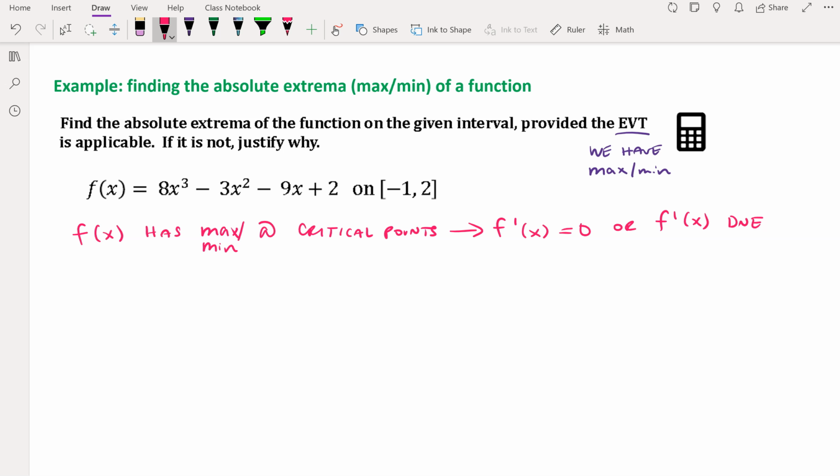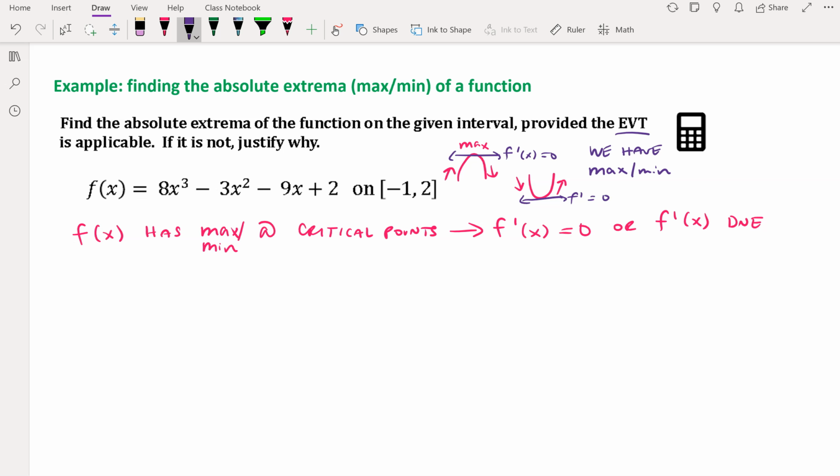If f of x looks like this, there is a max. The derivative at that max equals 0. The slope, f prime of x, equals 0. And f of x goes from increasing to decreasing at a max. For a minimum, f of x goes from decreasing to increasing. And again, the derivative, f prime, equals 0, right?